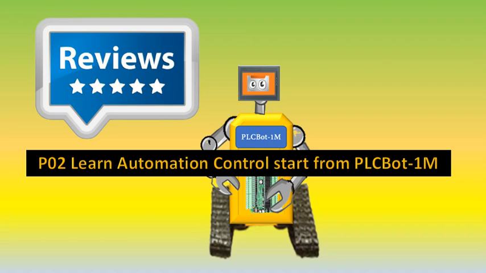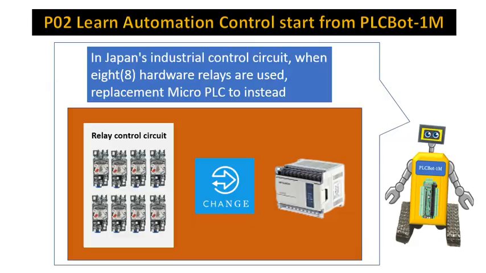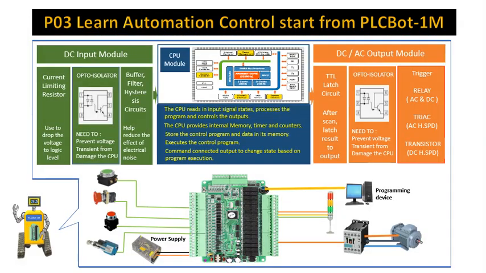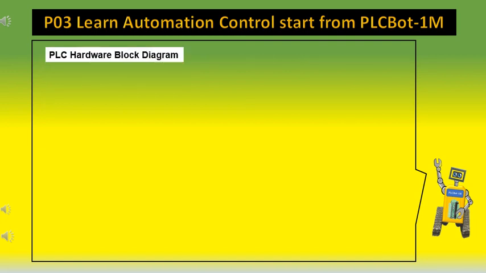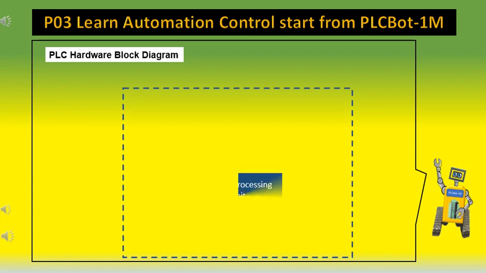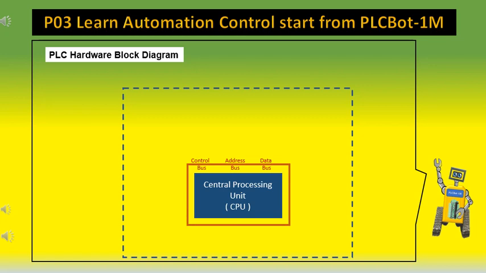Review P02. PLC hardware block diagram. Central Processing Unit, CPU. Bus, data bus. Memory.